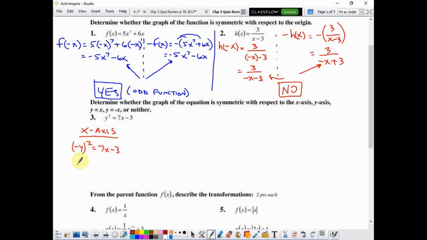Negative y squared is exactly the same thing as y squared. The left side matches the original. This right side matches the original. There is symmetry with respect to the x-axis.